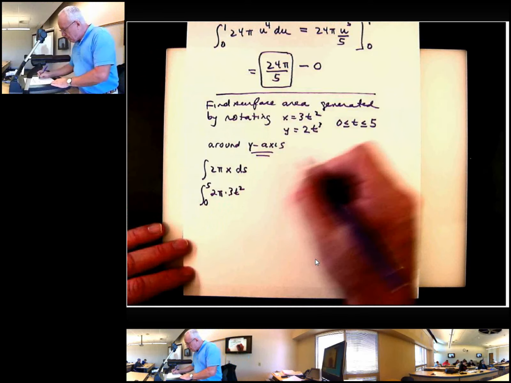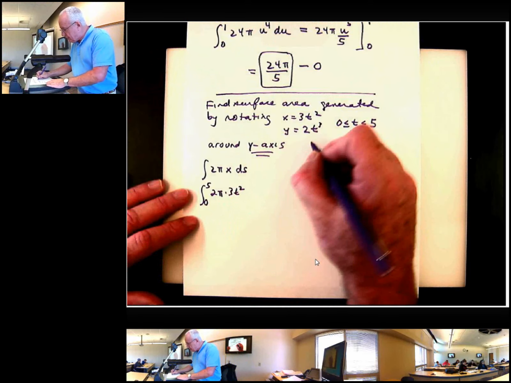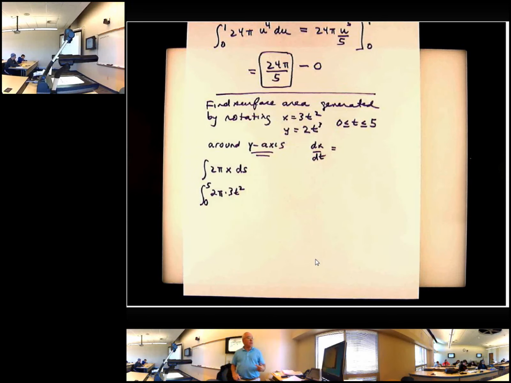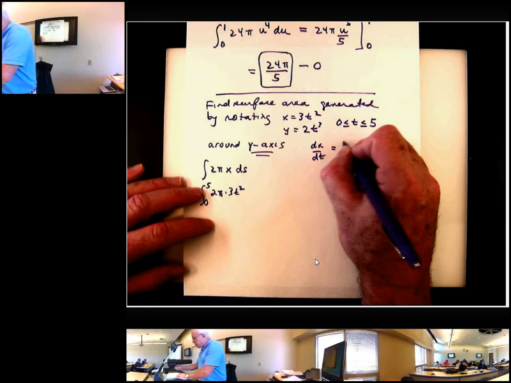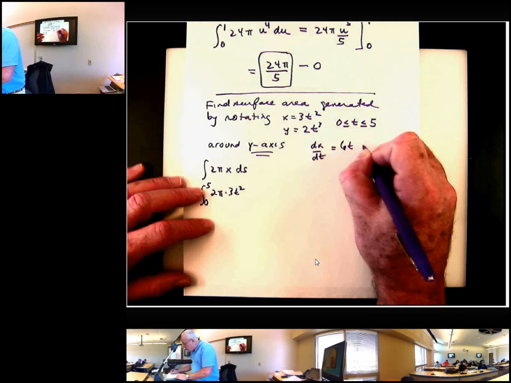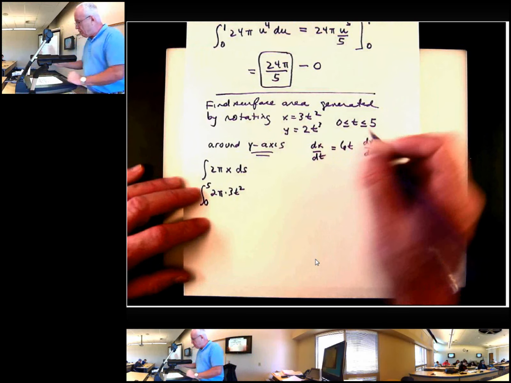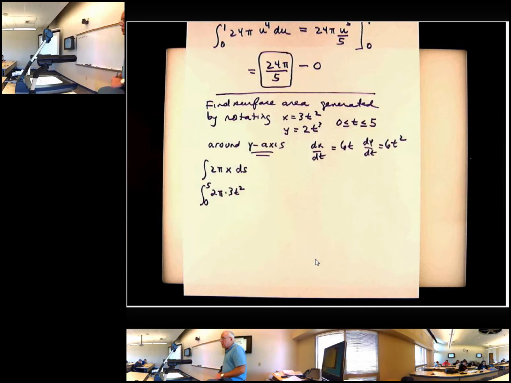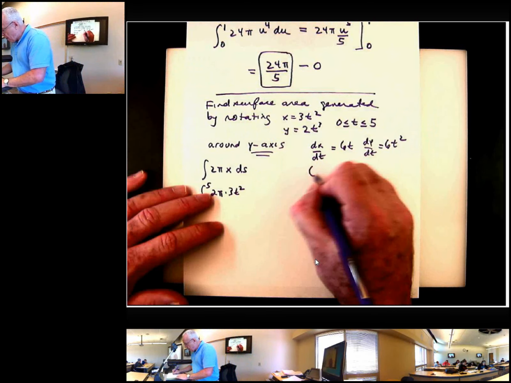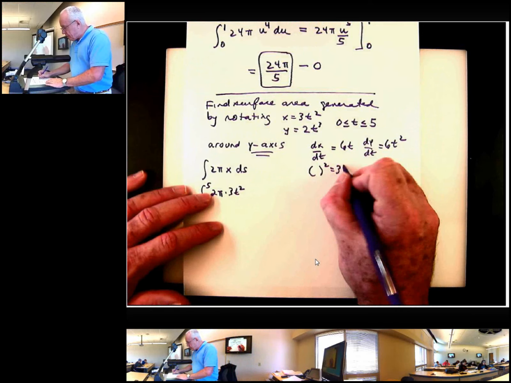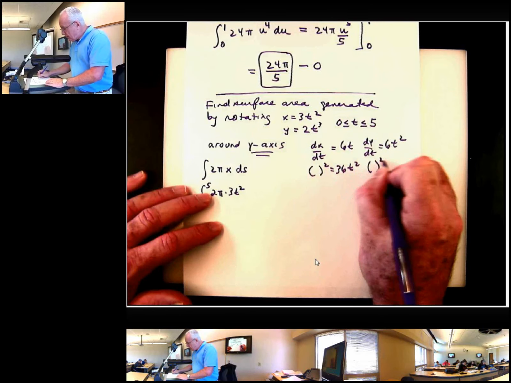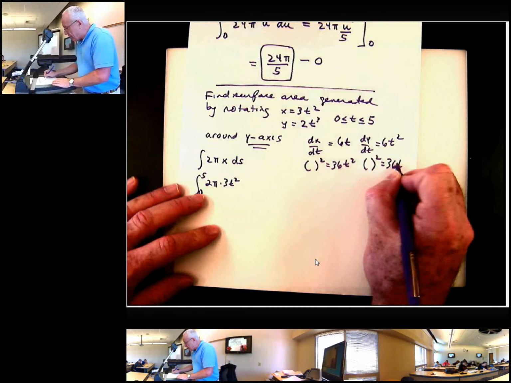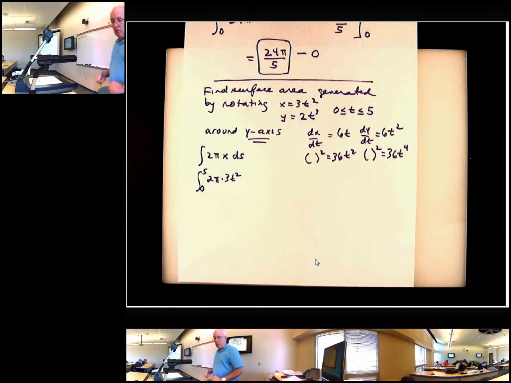Oh, you know what, before I do anything further, I think I need to get the dx dt and the dy dt, huh? So dx dt is going to be 3 times 2, 6t. And dy dt is going to be 2 times 3, 6t squared. So when I square those, I'm going to get 36t squared. And when I square the dy dt, I get also 36, but now I get t to the fourth power, okay?